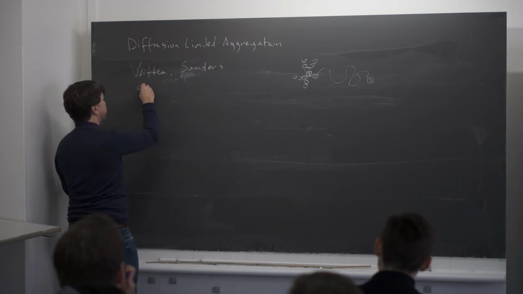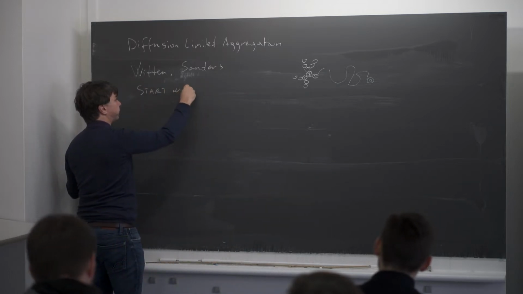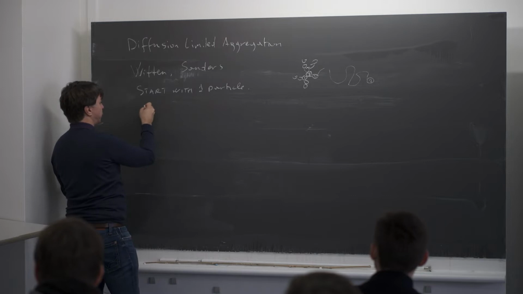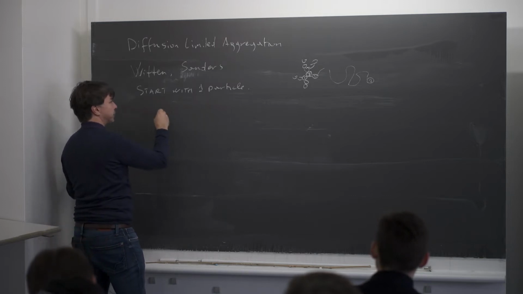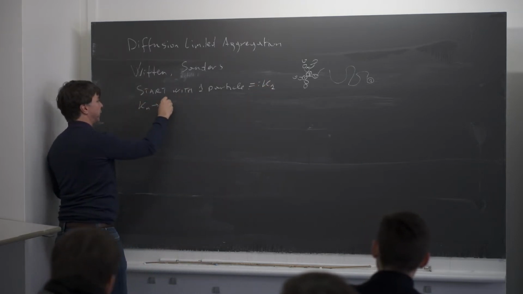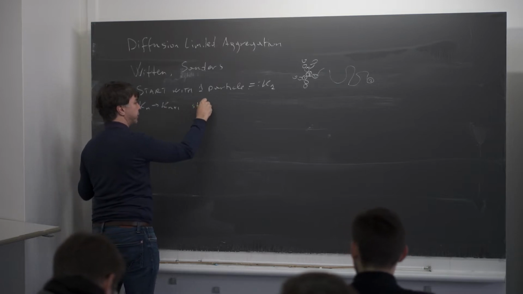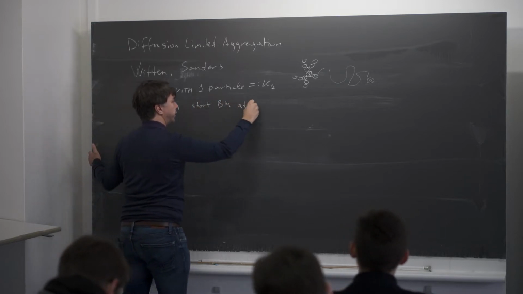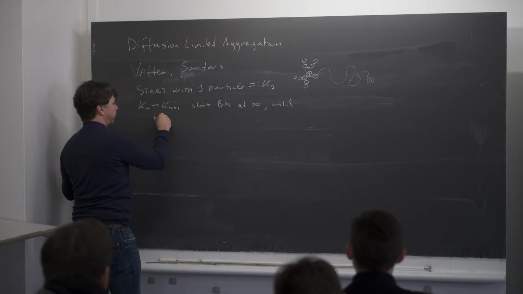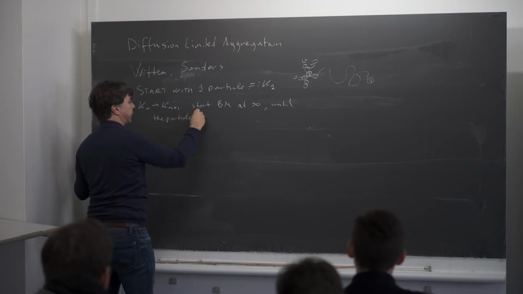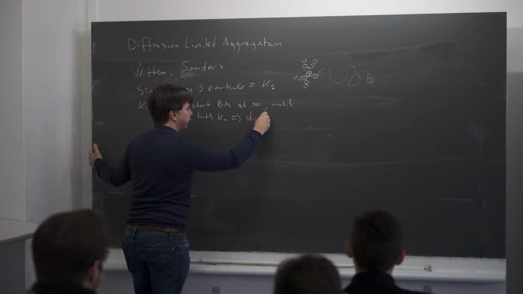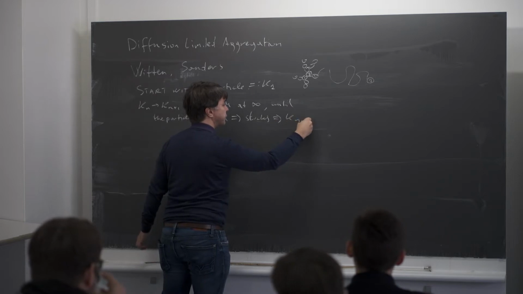So start with one particle. So this is like aggregate K1. To pass from K1 to Kn plus 1, start Brownian motion at infinity until the particle hits Kn, and then it sticks to it. We get Kn plus 1, and so on.